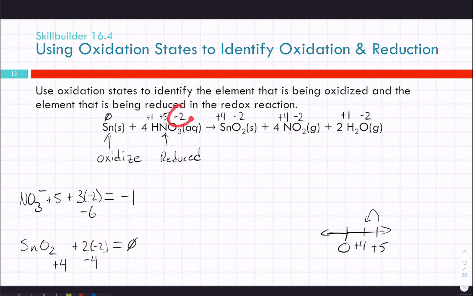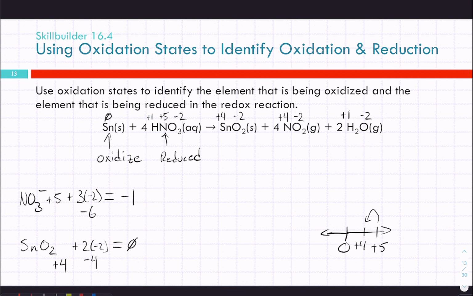And then if we look at oxygen, we can see that on the reactant side, it's -2, and everywhere it exists on the product side, it's still -2. So oxidation state hasn't changed. It has not been oxidized or reduced. Should we label it as anything, or would we just leave it blank? Just leave it blank.